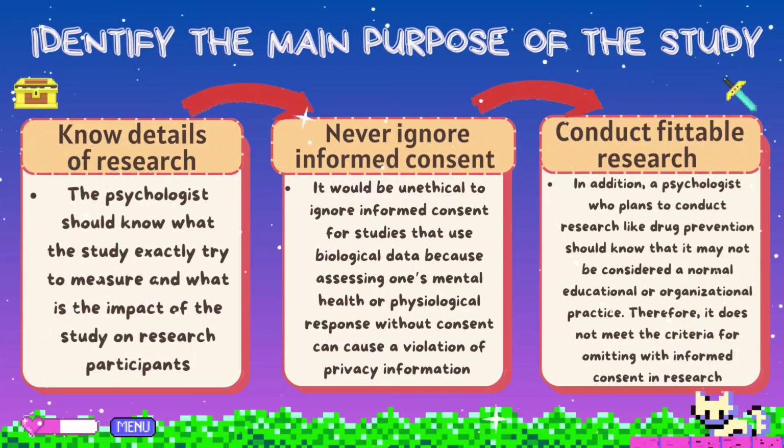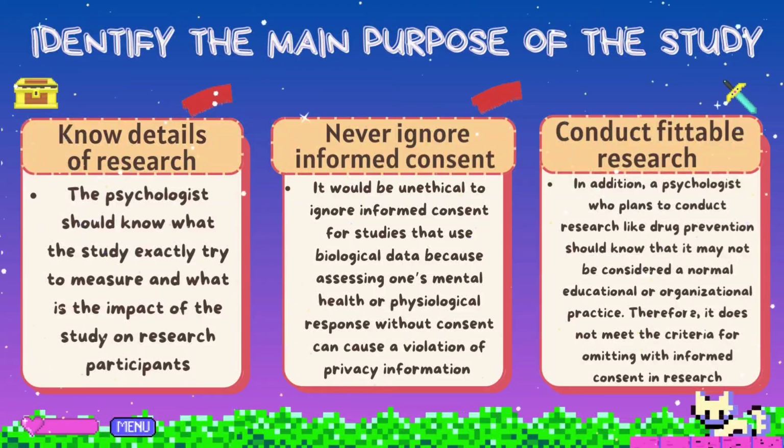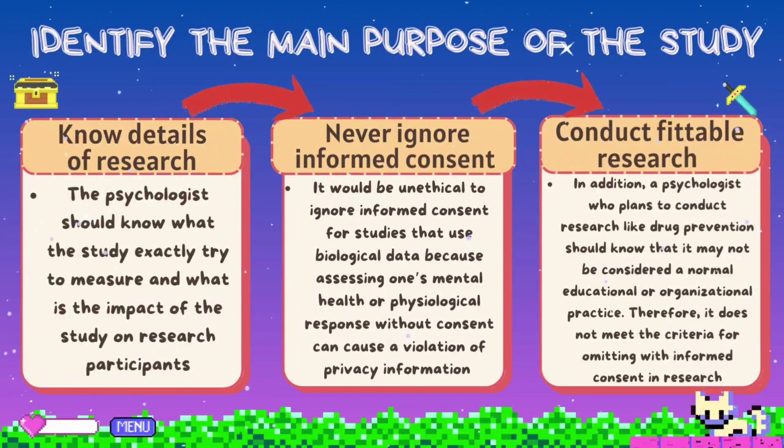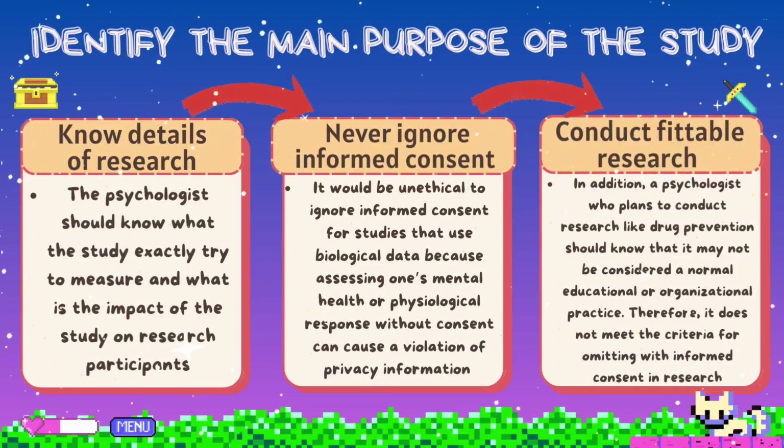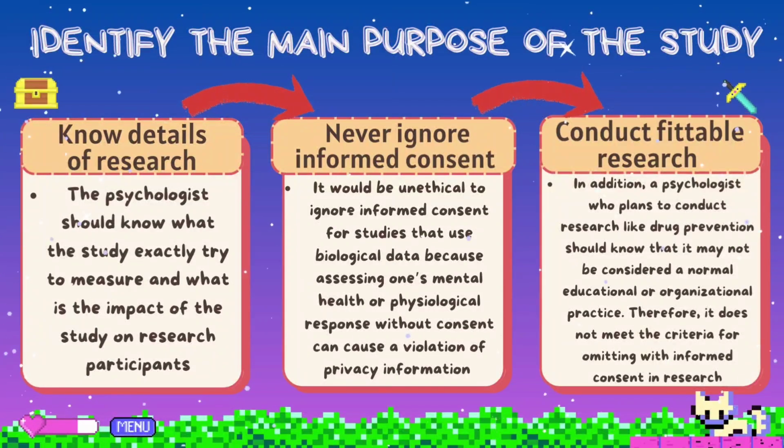The last way is identifying the main purpose of the study. The psychologist should know what the study is exactly trying to measure and what the impact of the study is on research participants. It would be unethical to ignore informed consent for studies that use biological data because assessing one's mental health or physiological response without consent can violate privacy. In addition, a psychologist who plans to conduct research like drug prevention should know that it may not be considered normal educational or organizational practice. Therefore, it does not meet the criteria for omitting informed consent in research.